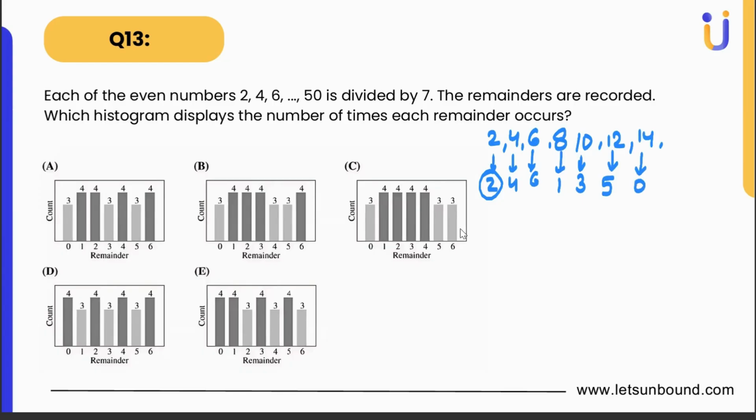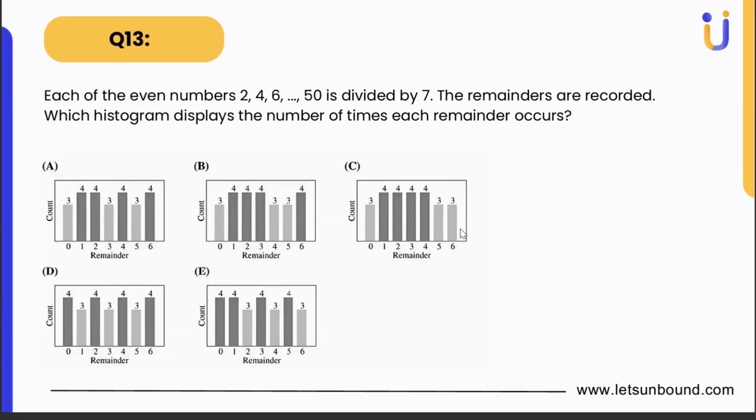One way is that you keep doing it. The other way could have been that you observe a pattern, but we cannot see any pattern. The finding out remainder method is too long because the numbers go till 50. Obviously, you can spend some 2 to 3 minutes finding out all the remainders and then looking for a histogram. That's one way about it. But there's no pattern. Had there been any pattern, we would have solved it.